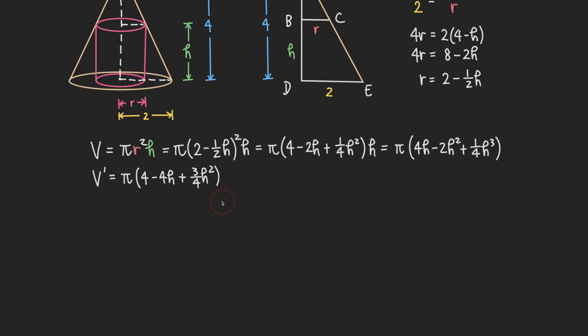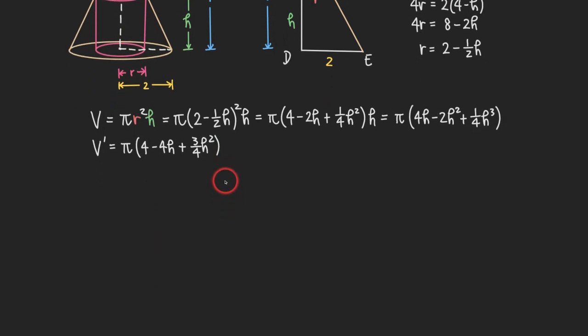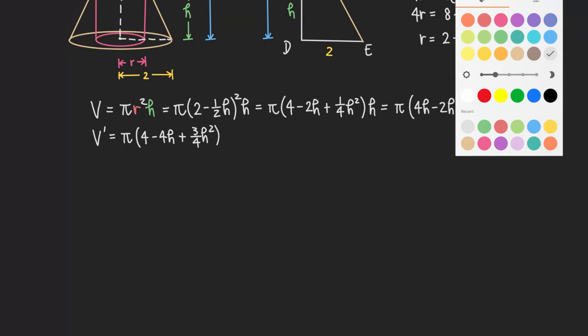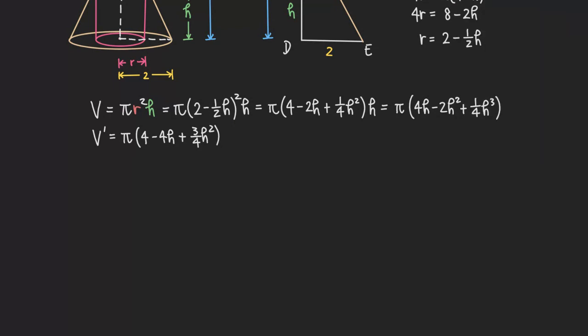And then next step is to do what? Next step is to find the critical numbers, because those may be our potential maximum values, or sometimes the minimum values. Okay, so let's find critical numbers.